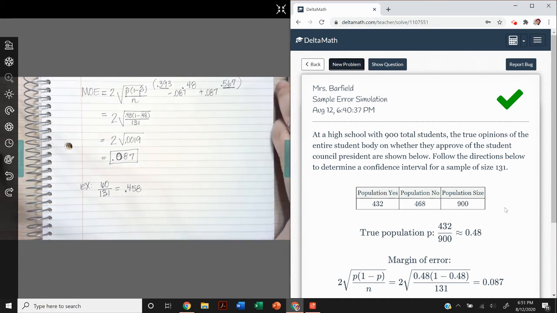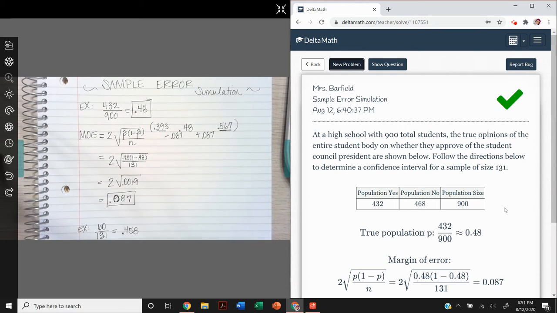What I recommend you do is rewatch the video and organize your notes however you would like, because we've already done all this, we're just putting it all together. You might also have the video playing on your phone while you're trying to do a sample problem on your own.